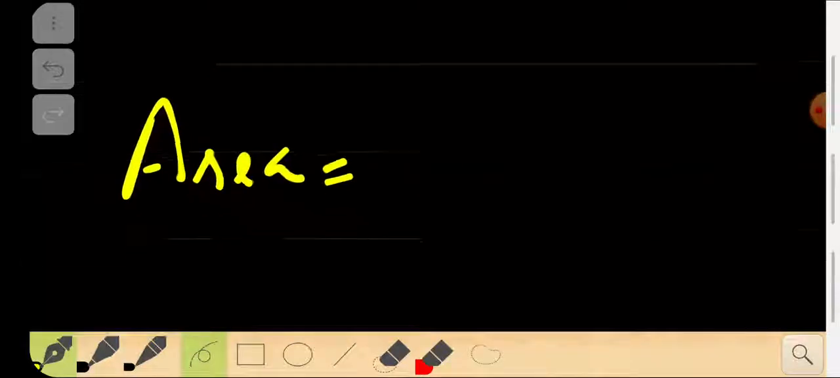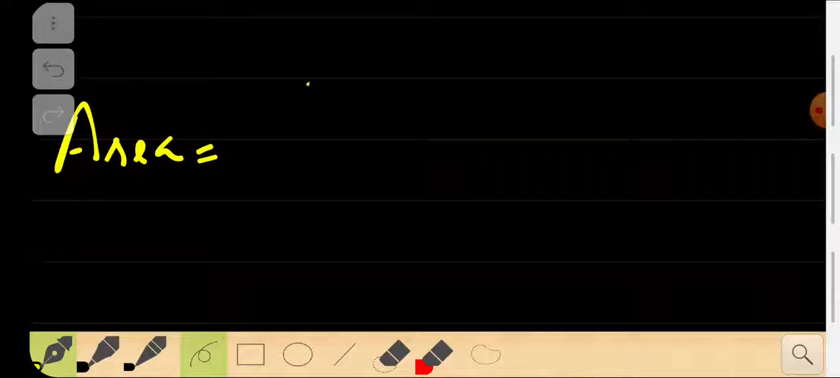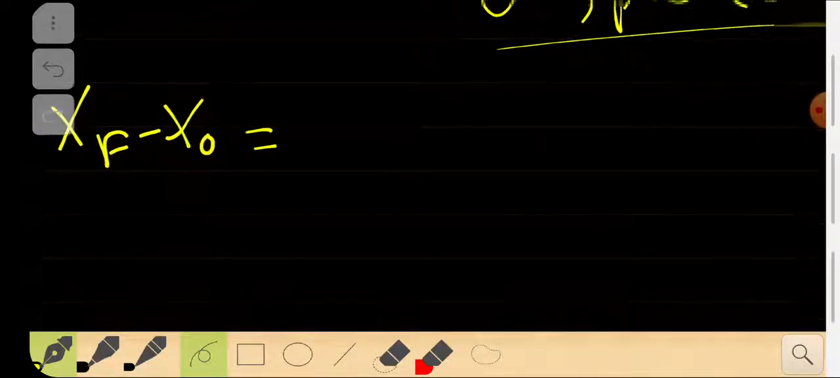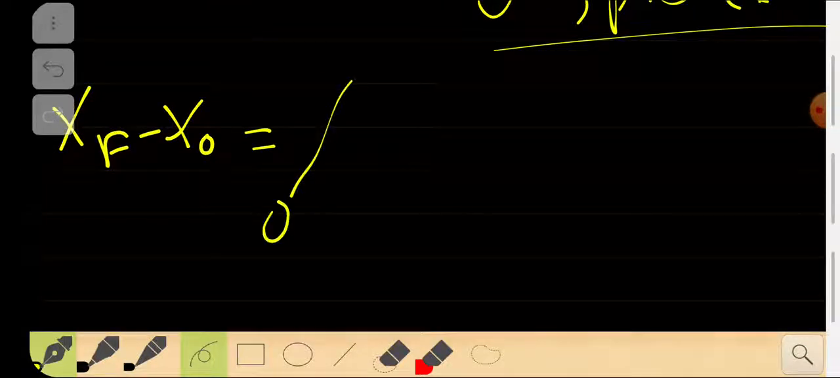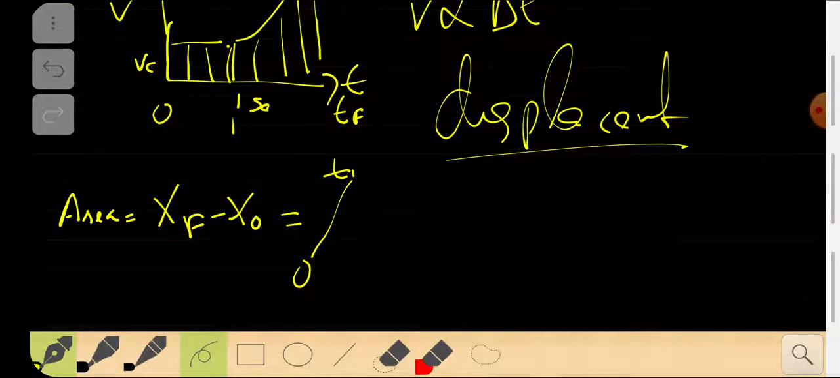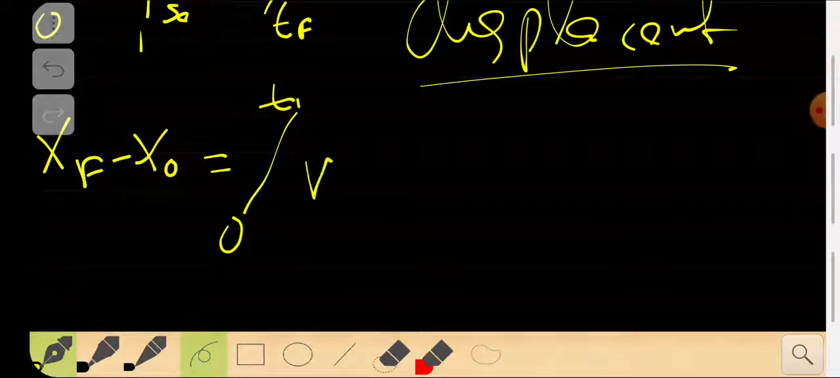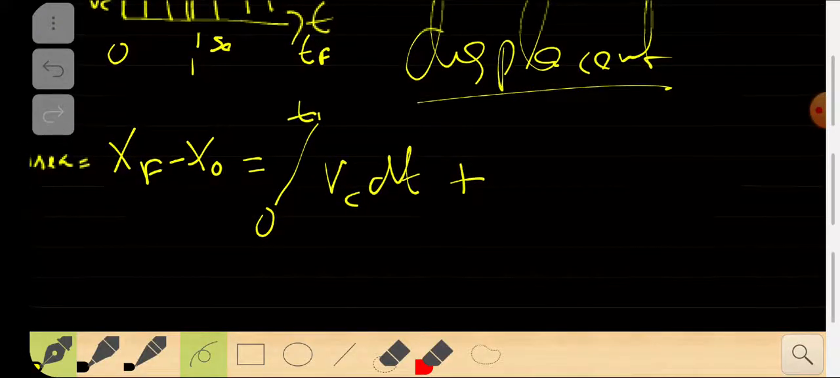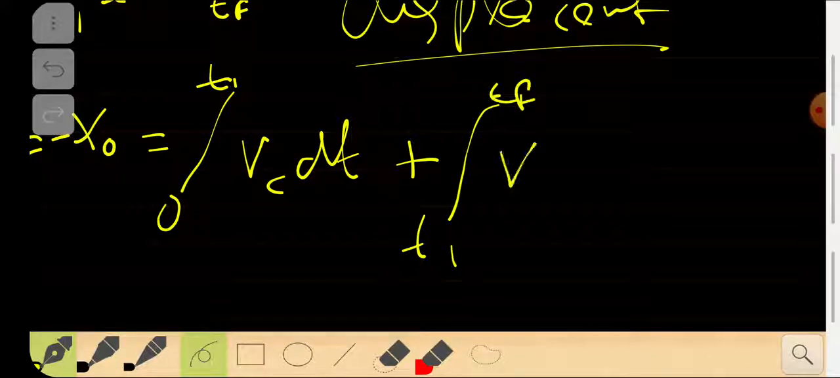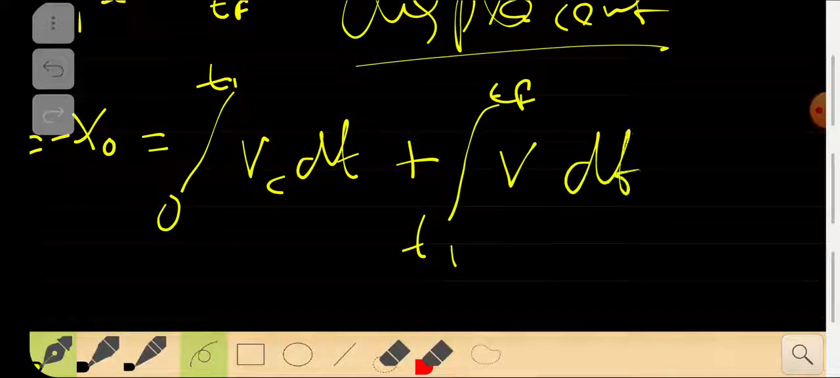Area will be equal to displacement. So displacement will be x final minus x0, so that must be equal to the integral from 0 to t1, which is the first part, 0 to t1, which is 1 second, of vc dt, in that first part where the velocity is constant, plus the integral from t1 to t final of the velocity of car times dt, right? Velocity of car times dt.